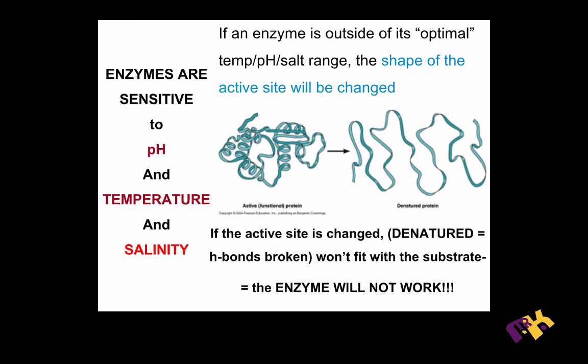If an enzyme is outside of its optimal environment, optimal meaning what's best suited for, the shape of it will be changed if it's outside its proper temperature, its proper pH, or salinity, or salty environment. If that site is changed, meaning denatured, then it won't work with the substrate. It will cease to function. And we mentioned before that denaturing of a protein is the same thing as if we were to denature an enzyme. We ruin the shape to the point where it could be ruined in a way that's not reversible and will no longer function.